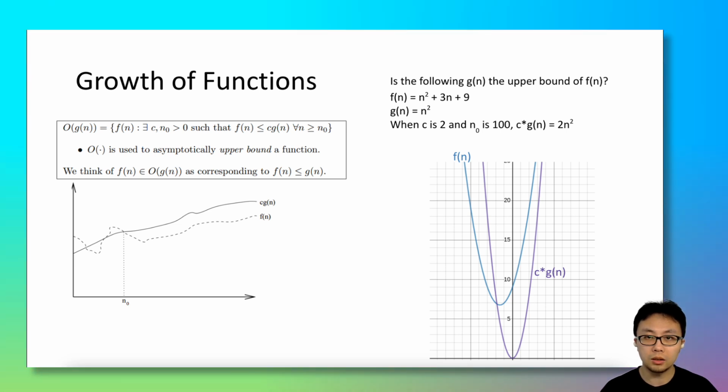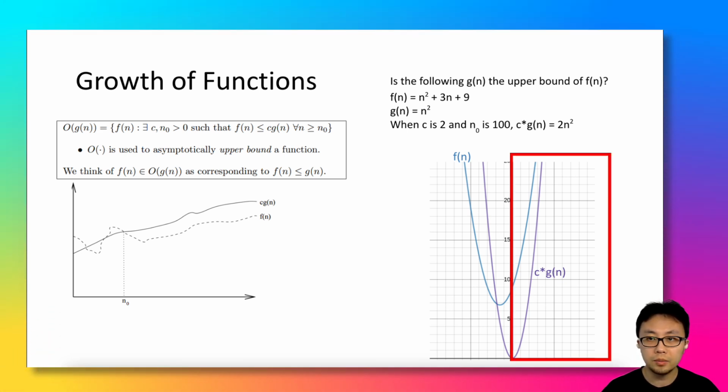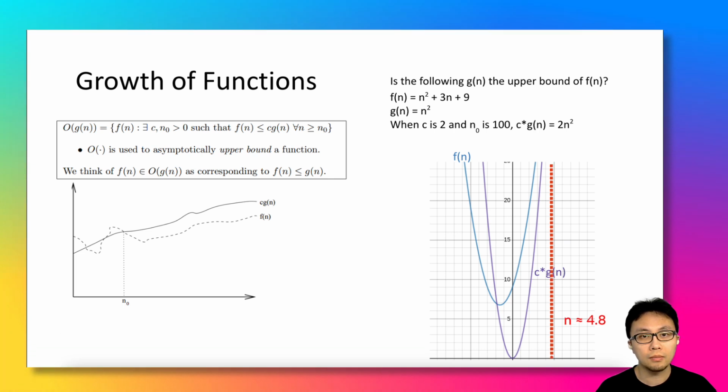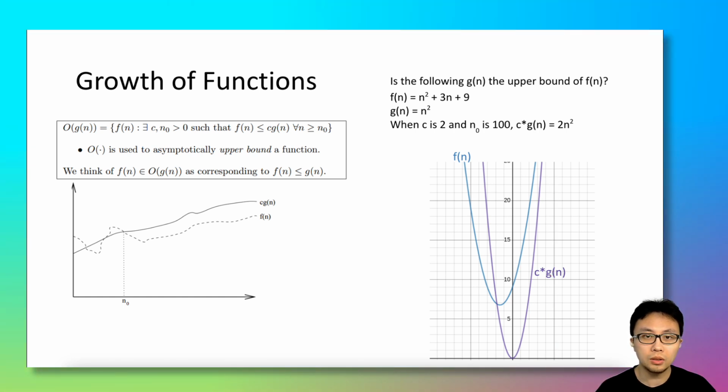Given these two constant numbers, we can plot f(n) and c multiplied by g(n). All we care about is the area where input size n and time are bigger than 0. As you can see, c multiplied by g(n) grows faster than f(n), and they will eventually cross each other at the input size of about 5. After that, c multiplied by g(n) will always be bigger than f(n). As a result, c as 2 and n0 as 100 can help sustain this relationship between f(n) and g(n).